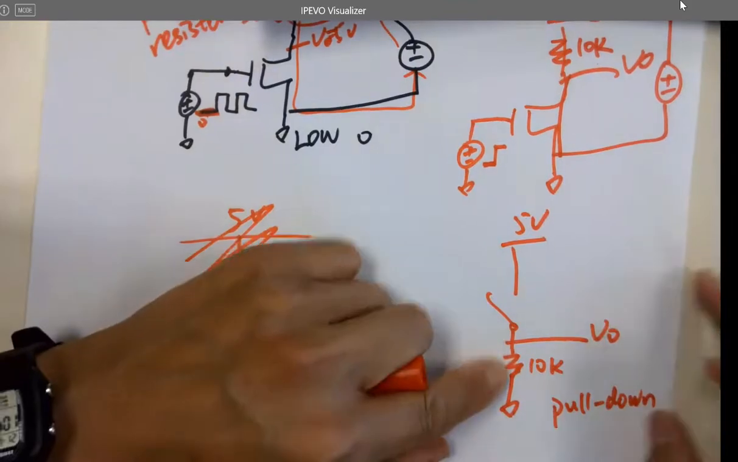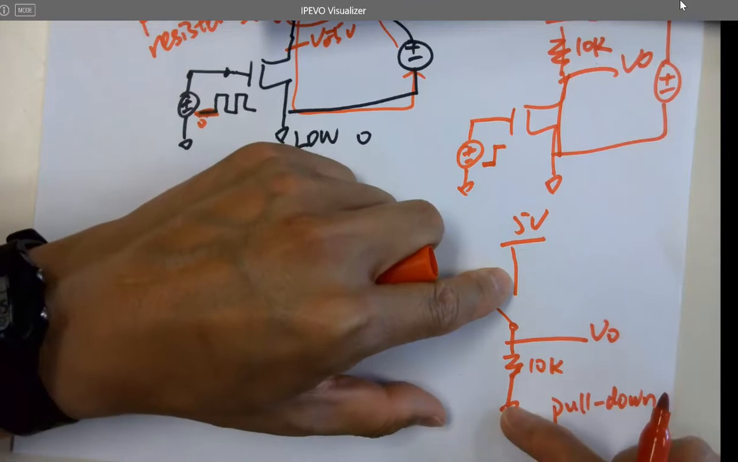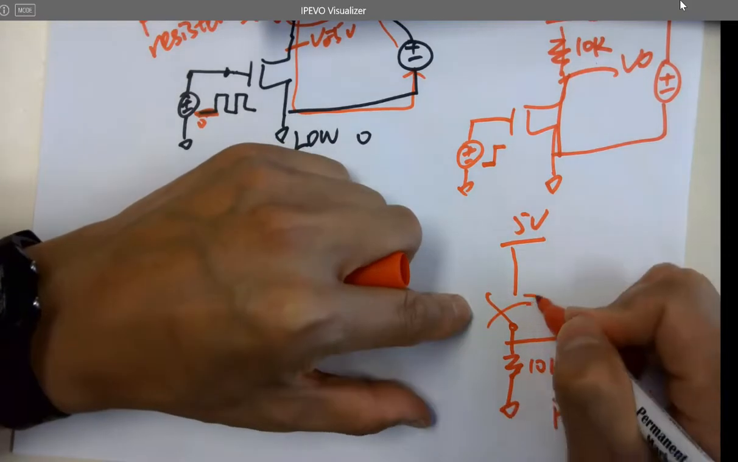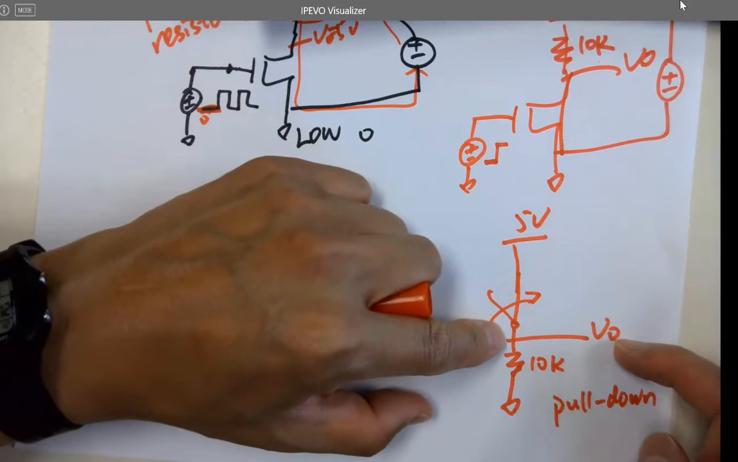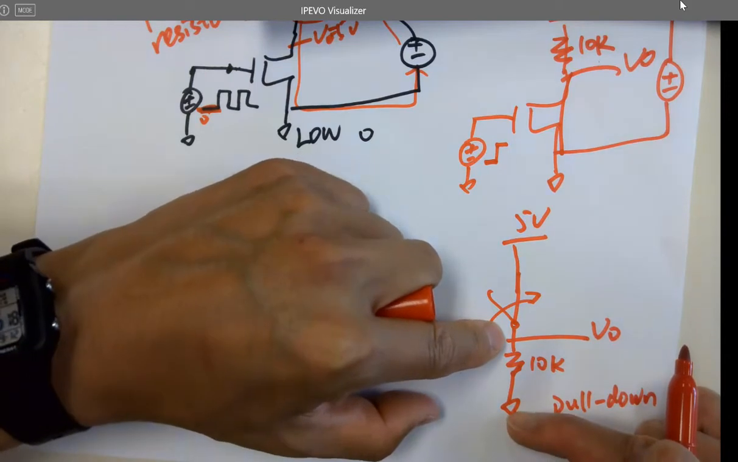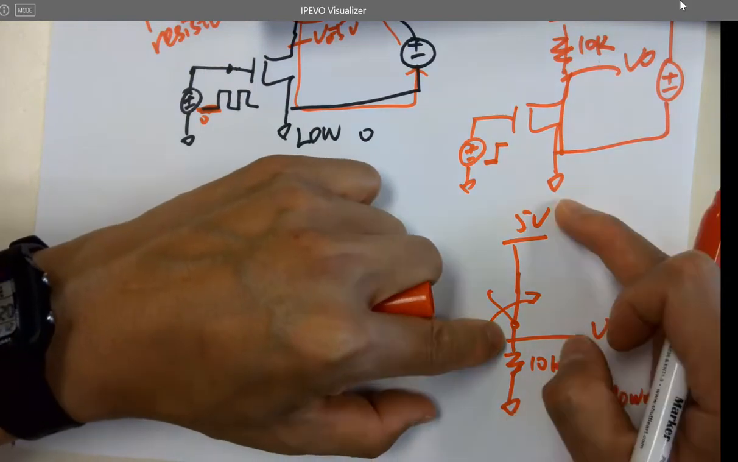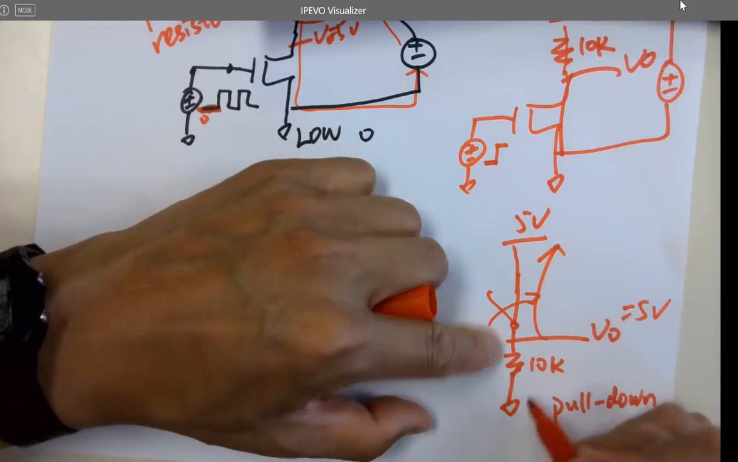Okay, why is this called pull down? Because whenever you disconnect the circuit, it pulls it down to 0. So what if you close the switch? What's the voltage here? Why not 0? Yeah. So it's a short circuit, right? It's being shorted to 5. That's why it's 5 volts. It's not 0 volts.